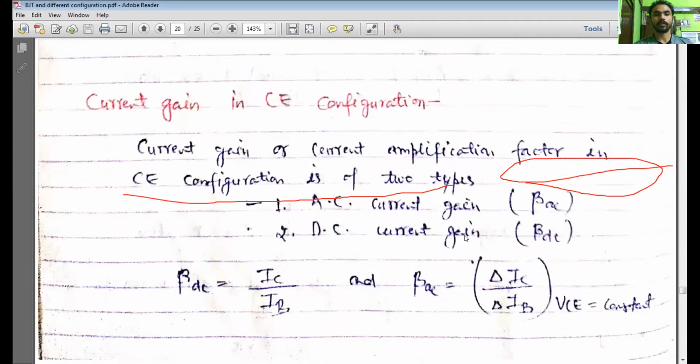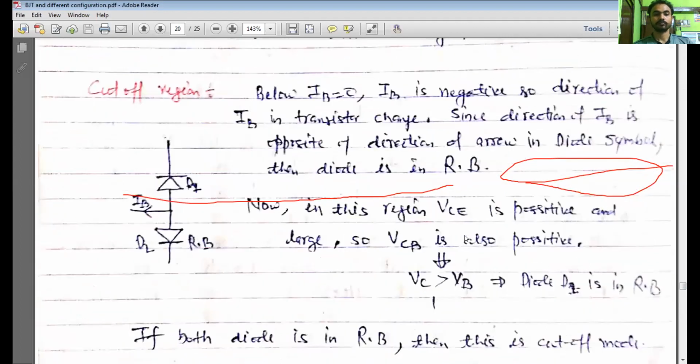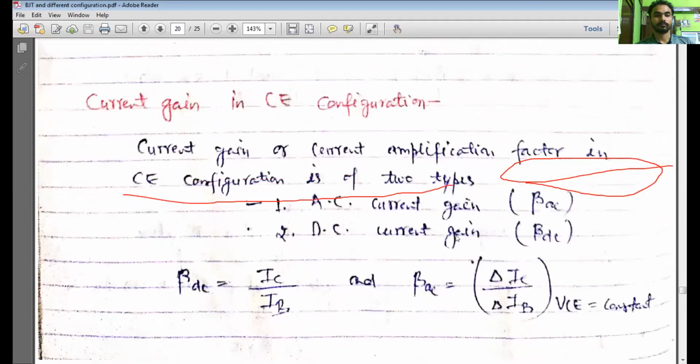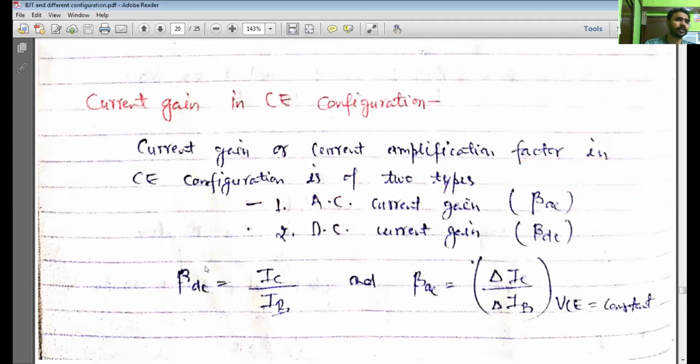Now, some current gain is there. I already discussed the current gain. Current gain was IC upon IB. In the case of DC, it's a constant value, so that's why it's IC by IB. It's basically a static one. But in the case of AC, it becomes dynamic.